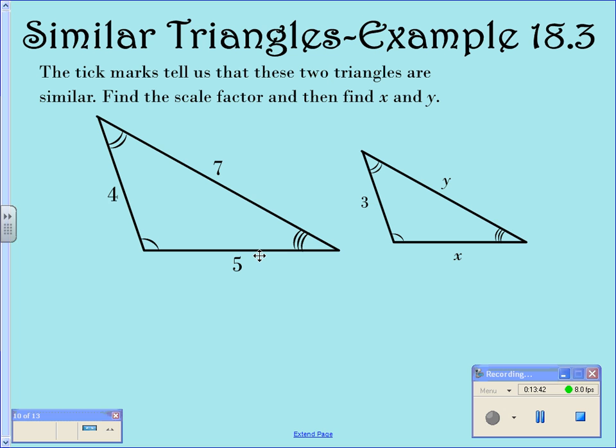So how are 4 and 3 related? They are proportional. They are corresponding. So we could say 4 over what? What else will that equal? So 7 over y and 5 over x. Does that make sense? So how could we find x and y?